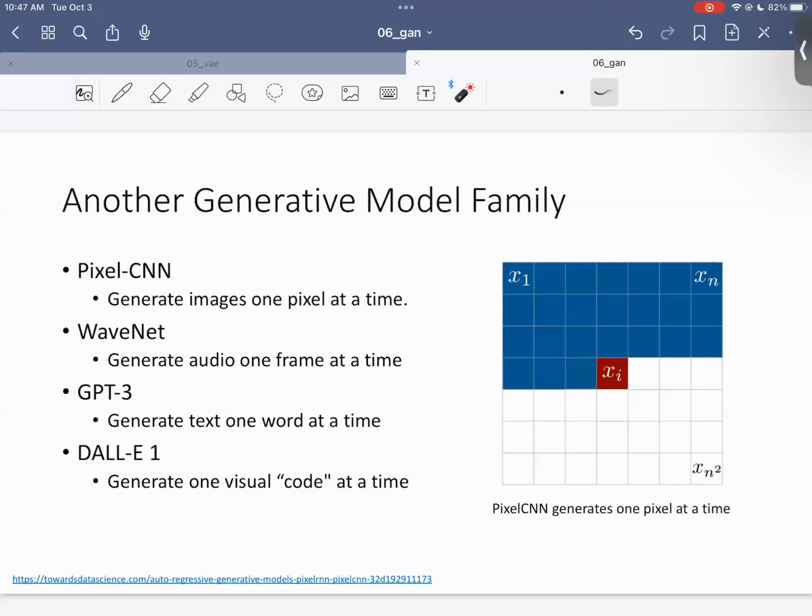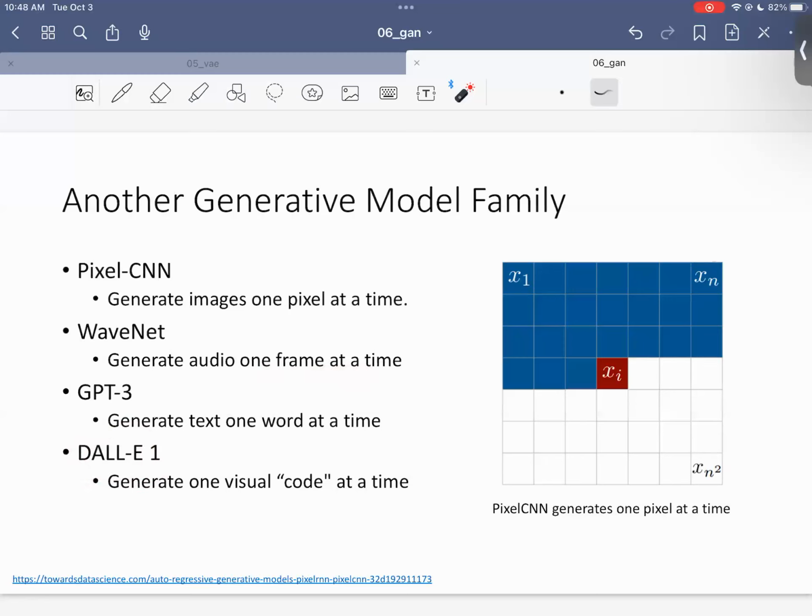And then there's something called WaveNet, which generates audio one frame at a time. If you think about audio sample rates, if you listen to MP3, it's typically 128K, 192K, 256K, so that's again not a very high sampling rate. So you will have to do a for loop for a very, very long time. If I remember correctly, generating a 4-second audio file with WaveNet took hours. So unrealistic again. And then there's GPT-3 and DALL-E 1.